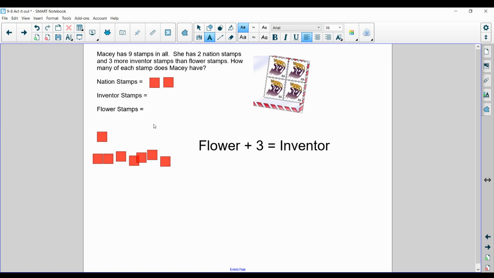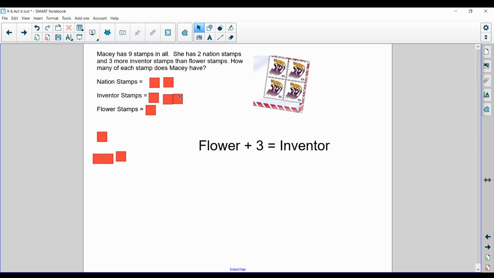So I'm going to start putting these stamps into the spots and figure them out. Okay. I have to have more inventor stamps than flower stamps. So I'm going to start with 1 flower stamp. I'm going to put the rest into inventor stamps because I know that's more. It's easier to start this way and work my way up than it is to start with randomly generated numbers.